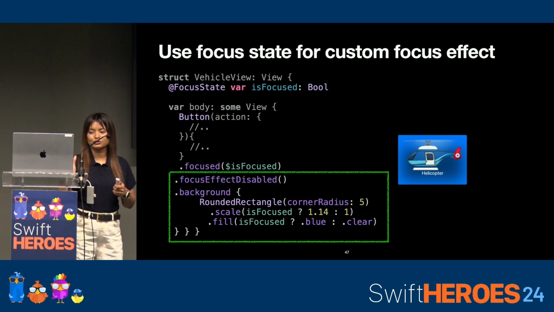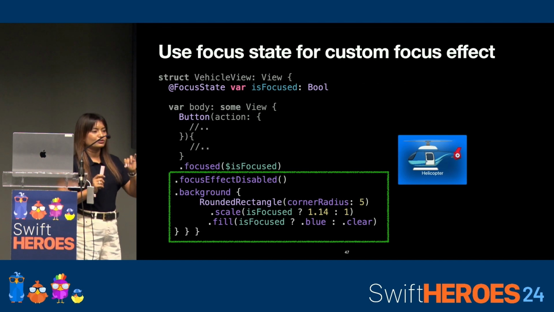What if I want to change the background color when this element is in focus? I'm going to do two things. First thing is disable the default focus effect. So that's the focus effect disabled modifier. And the next thing is to switch the background color. So here I'm just using the isFocused property and switching it from blue to clear. And I'm also changing the scale a little bit. If you saw my demo earlier, you could see the focused buttons slightly zoom in. So that's what I'm trying to achieve, a similar effect.